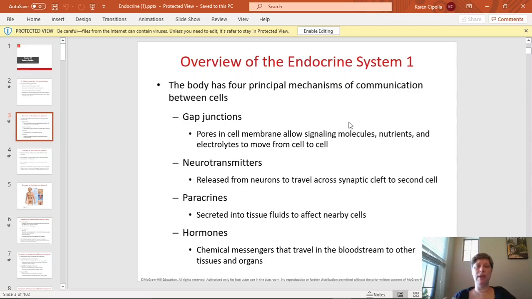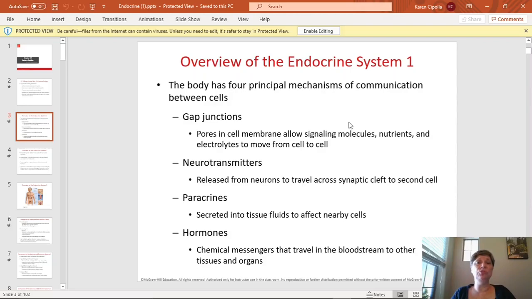There are four main modes of communication for the endocrine system. And basically, it's the way they communicate from one cell to the other. The first is through gap junctions. These are pores in the membranes that allow molecules to move from cell to cell. These signaling molecules can be nutrients, they can be electrolytes, they can be any number of things, but they're little tiny holes that are a tunnel from one cell to another.